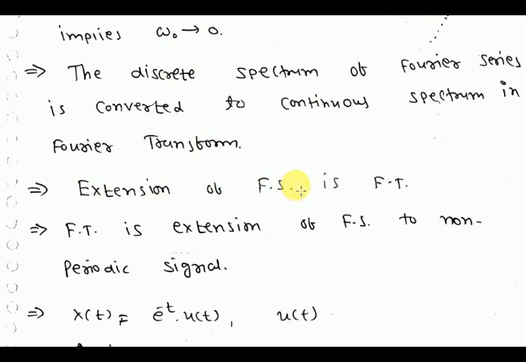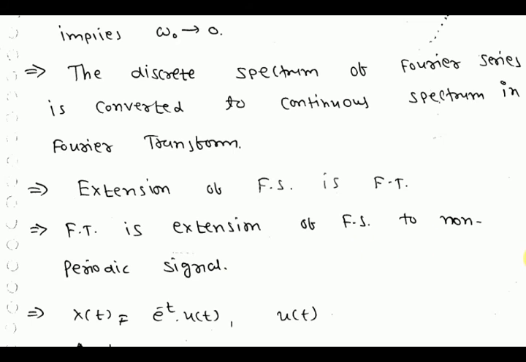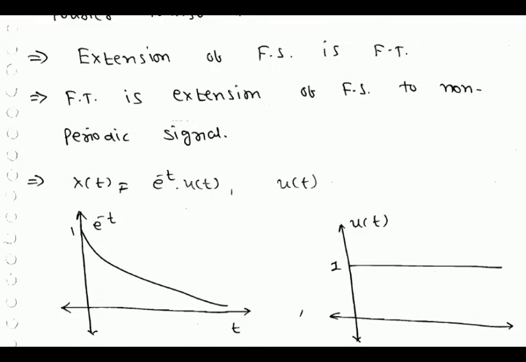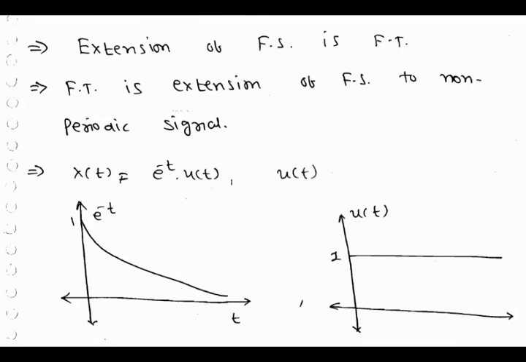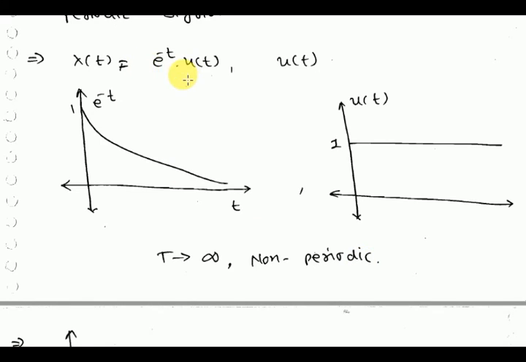So Fourier transform is nothing but an extension of Fourier series to non-periodic signals. I already told you that Fourier series is applicable only to periodic signals, and Fourier transform is applicable to non-periodic signals. For example, x of t equals e to the power minus t u of t, where u of t is the unit step. Here t becomes infinity, so both signals are non-periodic.